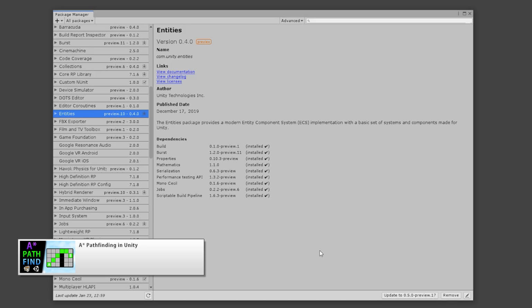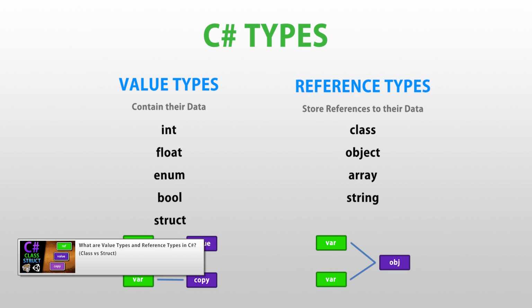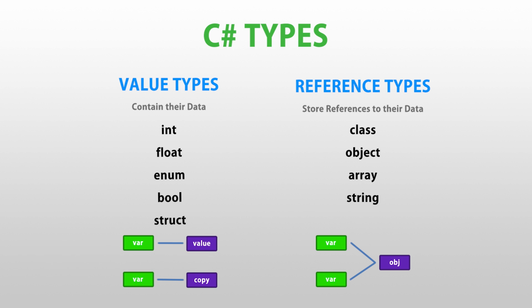I've also made a video covering the differences between reference types and value types. That is one of the main differences between the object-oriented way and the data-oriented way. Objects are reference types, whereas here we're going to use structs, which are value types. So watch that video to see how they behave differently.